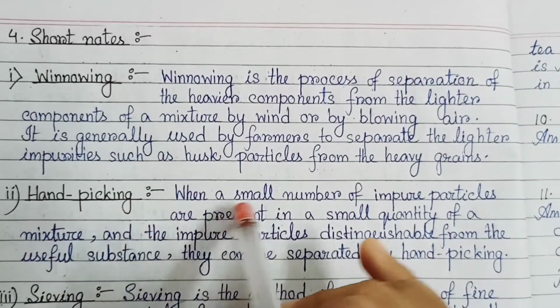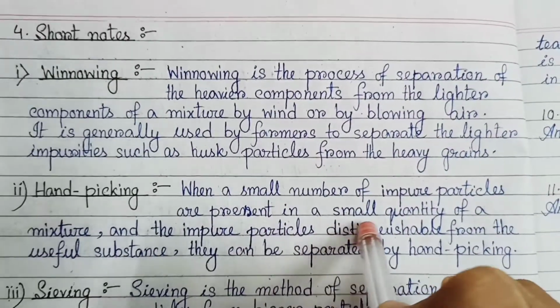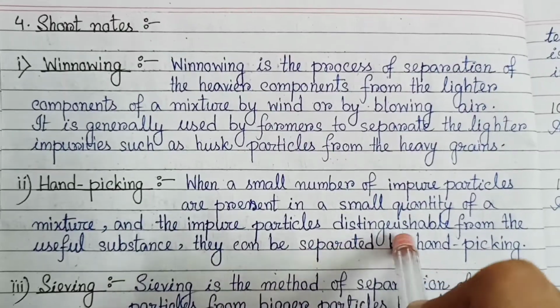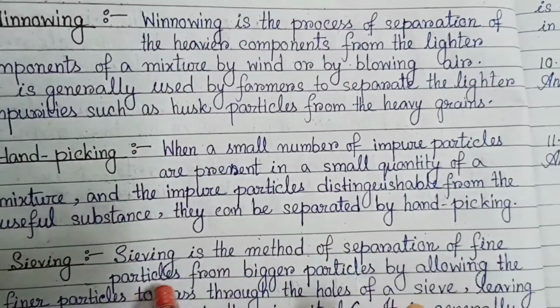Hand picking. When a small number of impure particles are present in a small quantity of a mixture and the impure particles are distinguishable from the useful substance, they can be separated by hand picking.